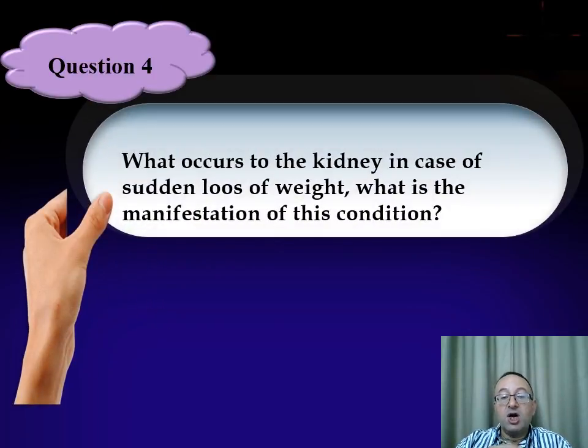Last question: what occurs to the kidney in case of sudden loss of weight? What is the manifestation of this condition? Manifestation or symptoms? What does the patient complain of? It is very important. I'll facilitate it somewhat for you. The patient will complain of color changes in his urine. What is this color and why?